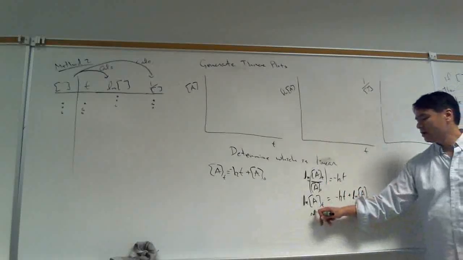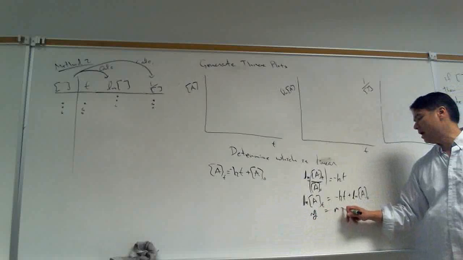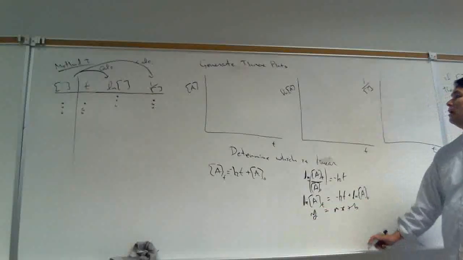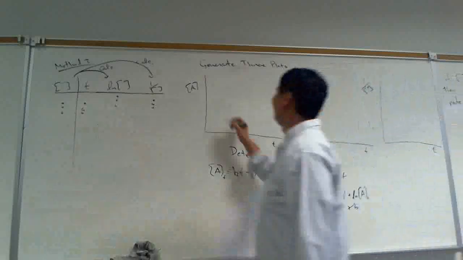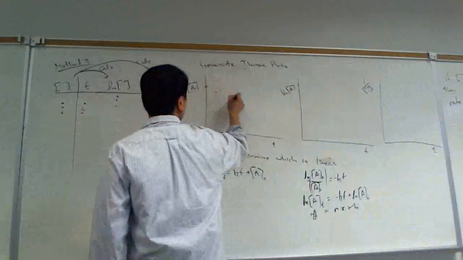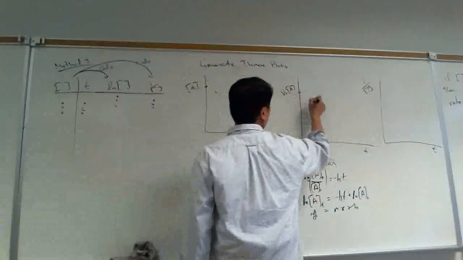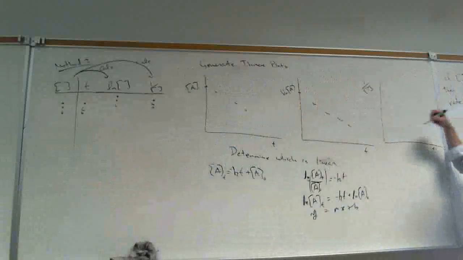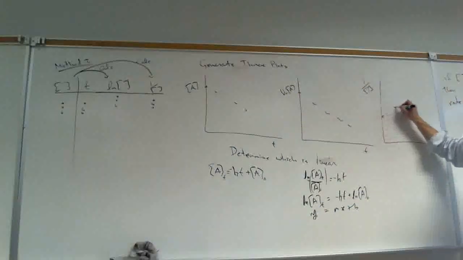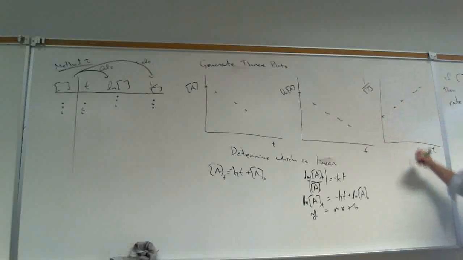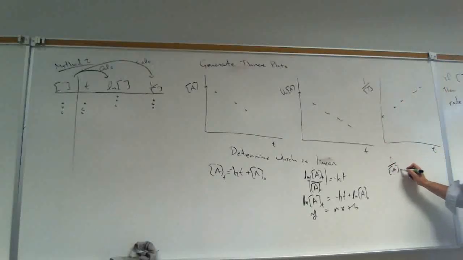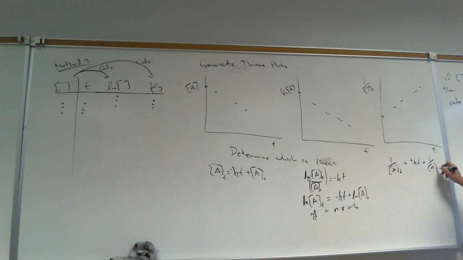When we look at this equation, this is the y equals mx plus b form, so this makes it linear. If this one comes out linear, then it's first order. If this one comes out linear, it's going to have the opposite slope, a positive slope. Then it's second order, because this one's defined as 1 over A at time t is equal to plus kt plus 1 over A at time 0.